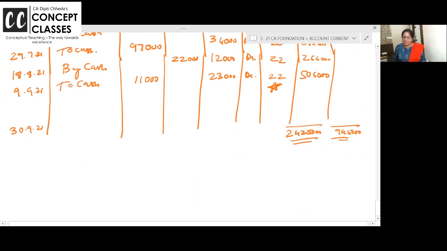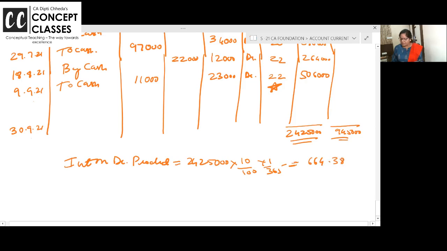Are you getting this? Now they said calculate the interest on the debit side. Interest on debit product 24,25,000. It's the debit product. On that, 10% interest into 1 by 365, because the number of days you have already added. $664.38.